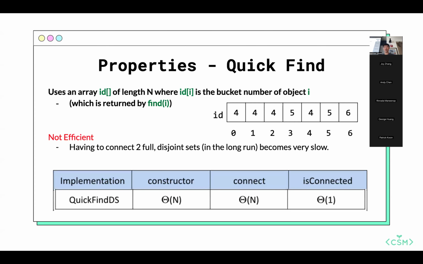In quick find, we use an array to represent the disjoint sets. For each element, which corresponds to an index, it stores a set ID that represents which set it's a part of. So in this array, we can see that 0, 1, 2, and 4 are all part of the same set, and 3 and 5 are part of the same set, and then 6 is on its own in its own set. It's called quick find because find or is connected is very quick. We can just check the ID of two elements to figure out whether they're connected. But when we're doing the connect operation, we have to scan through the whole array, which is very slow.